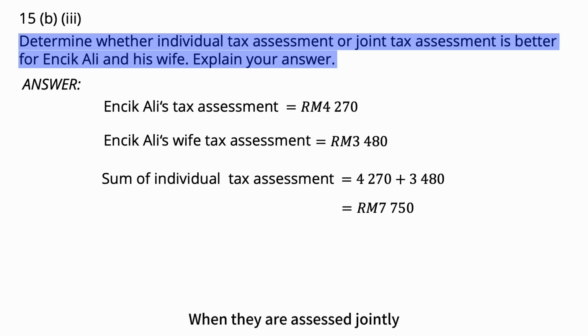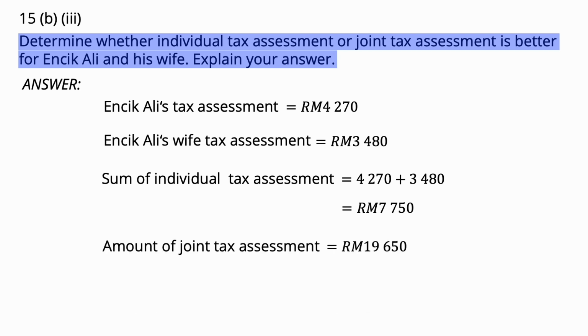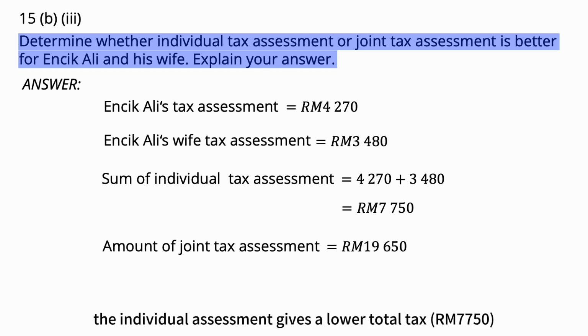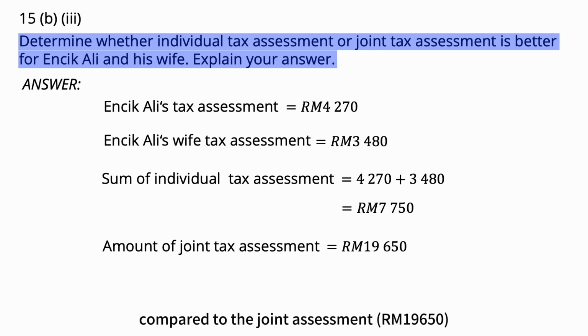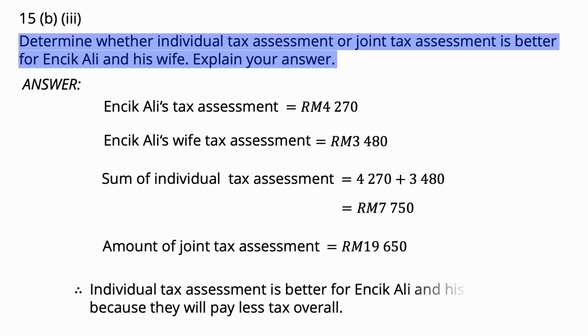When they are assessed jointly, their total income is combined and taxed as one. The amount of their joint tax assessment is RM 19,650. By comparing both totals, the individual assessment gives a lower total tax, RM 7,750, compared to the joint assessment, RM 19,650. Therefore, individual tax assessment is better for Ali and his wife, because they will pay less tax overall.